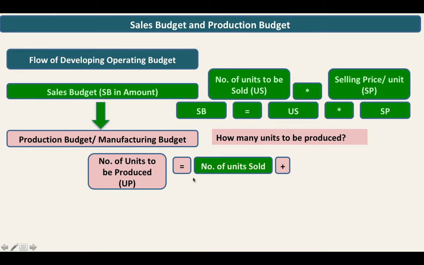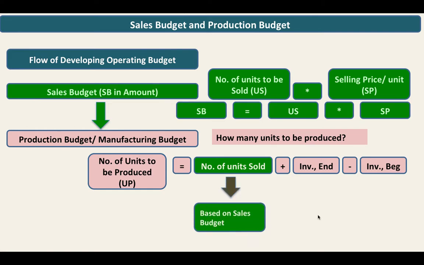So this will be the formula to calculate the number of units to be produced: the number of units sold, you have to add the inventory end. Inventory end is the desired level that you would like to maintain at the end of the reporting period. And you have to deduct the inventory beginning, which is the beginning inventory from the prior year.